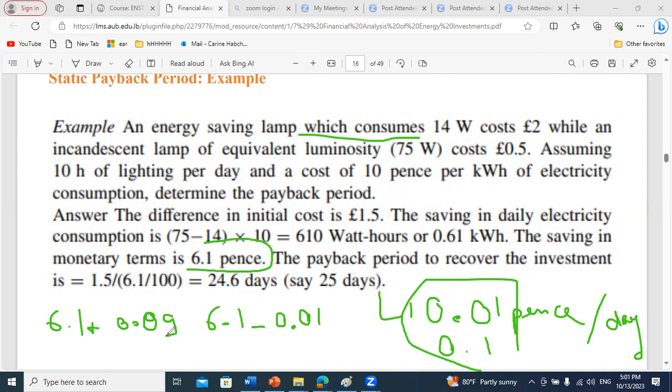Okay? Yes, clear. And this 6.1 pence is per 10 hours. Yes, per 10 hours, but we can say per day because we are operating the lighting 10 hours per day. Because you have a lot of times that you don't need light.